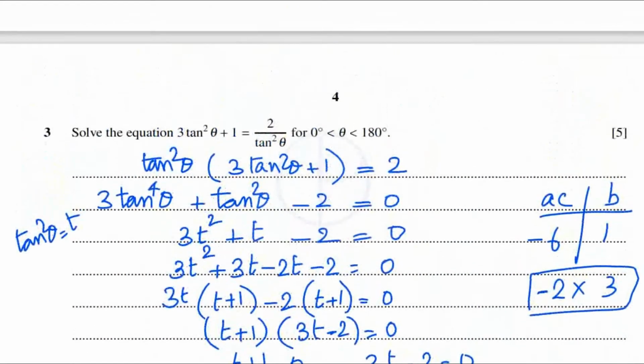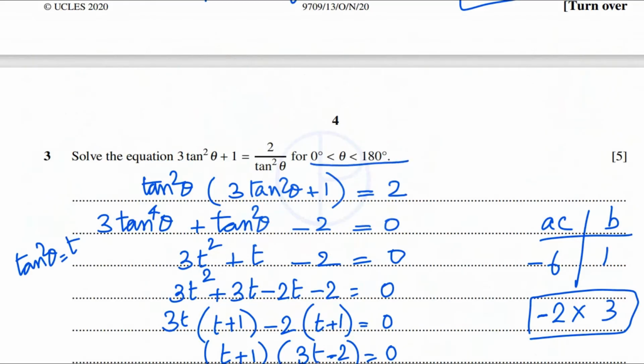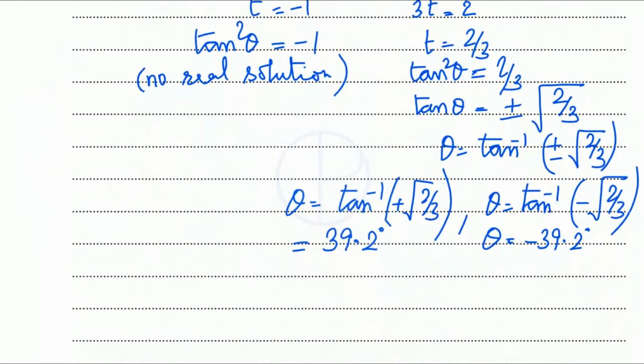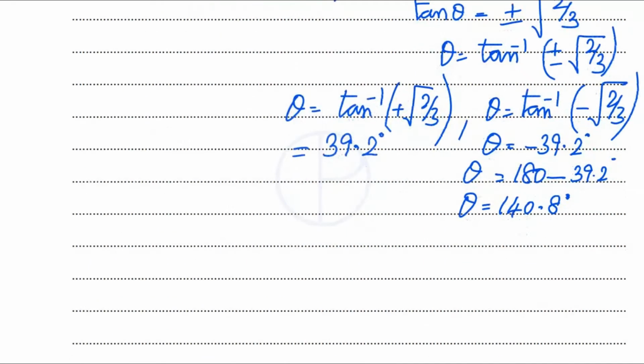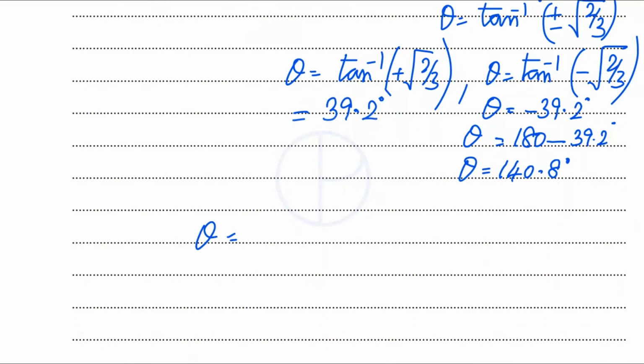But it's given here that theta is between 0 and 180. So 180 minus 39.2, you will get 140.8. So theta takes 39.2 degree or 140.8 degree.